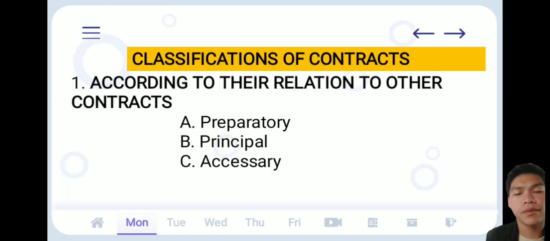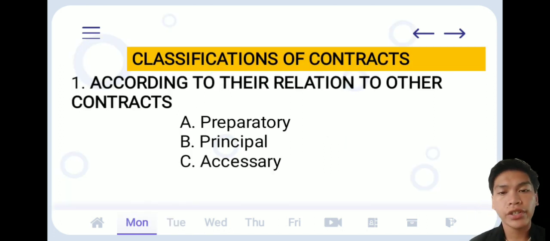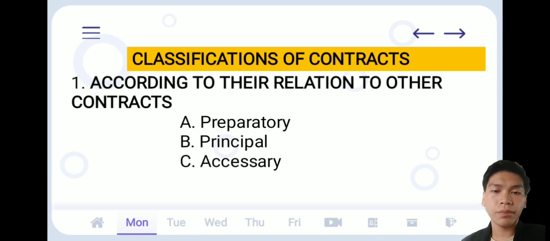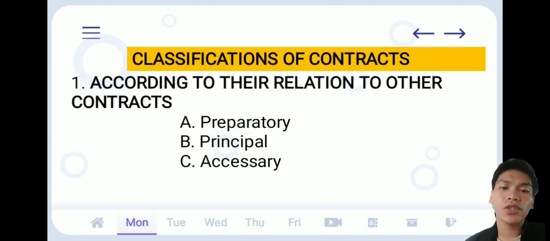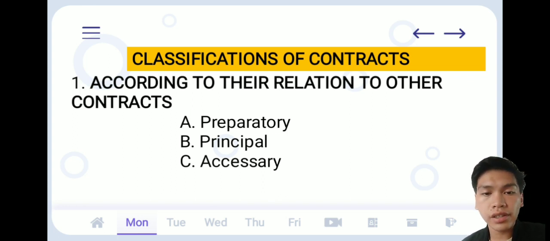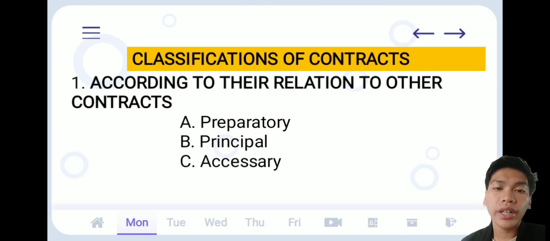So next will be the classification of contracts. So according to the relation to other contracts, according to their perfection, according to their form, according to their purpose, according to their subject matter, according to the nature, according to their cause, as well as according to the risk involved, and according to their name. So according to the relation to other contracts, contracts can be classified based on how they relate to other contracts, such as whether they are independent contracts or dependent on other contracts.